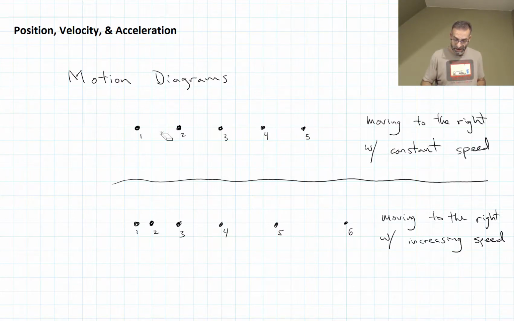In the second case, as time goes on, the position changes, so we know there's velocity. And we know the position is increasing by a bigger amount each time interval. So that means it has to be speeding up. It has to be moving faster and faster and faster to cover a bigger distance in the same amount of time. So there's acceleration also because the velocity is changing. Anytime the velocity is changing, there's acceleration.